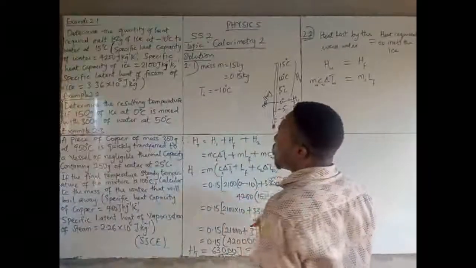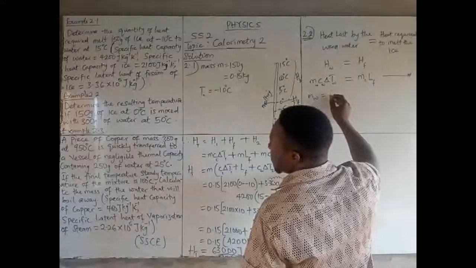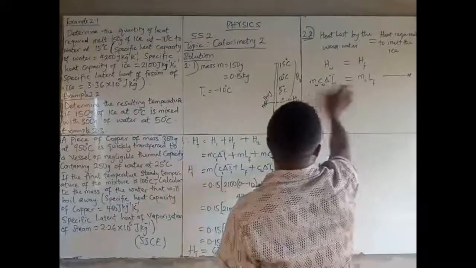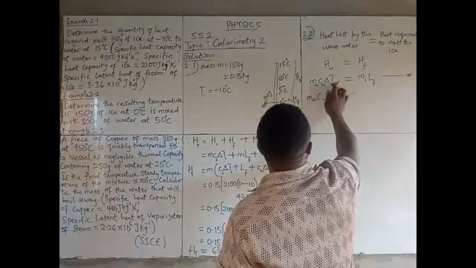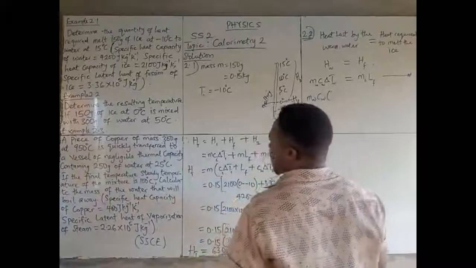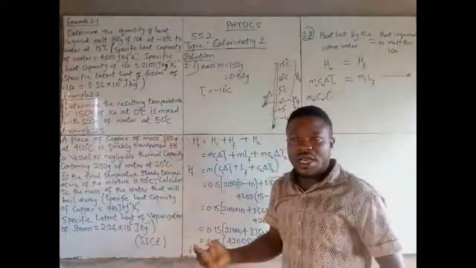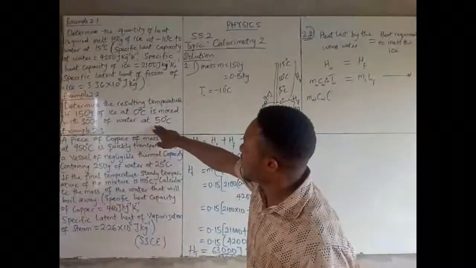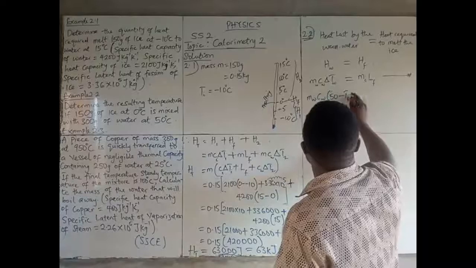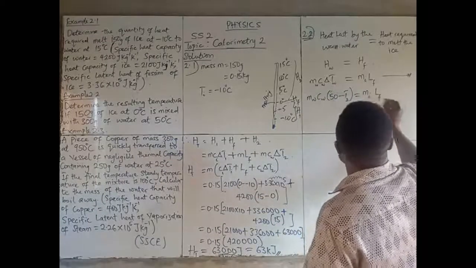Now, what is the mass of the water? Before we do that, let's open what we have here. M water, c water, change in temperature of water simply means T final minus the initial temperature. But this temperature of water will reduce because the ice was initially very cold, so you don't expect the temperature to be higher than 50 degrees Celsius. It will be lesser, and that is why we have 50 minus T final, which I can call T2. Everything will be equal to the mass of the ice multiplied by the latent heat of fusion of the ice.